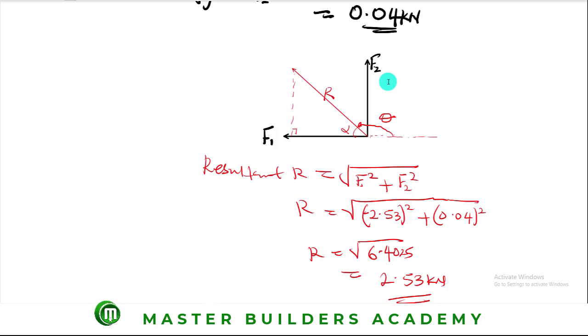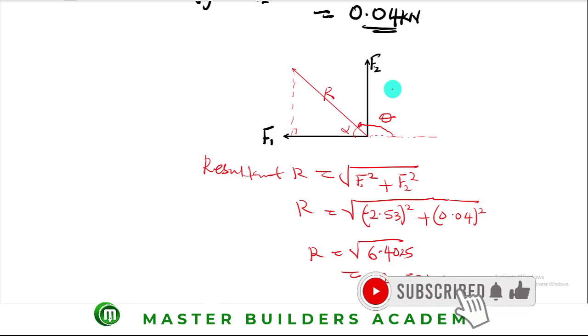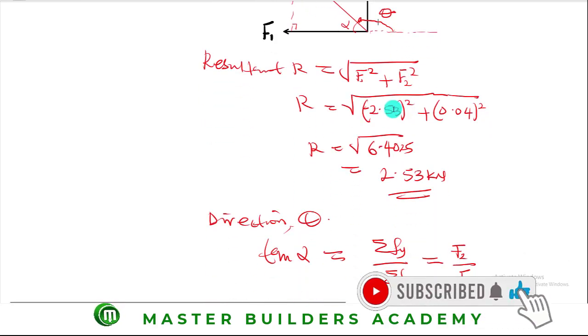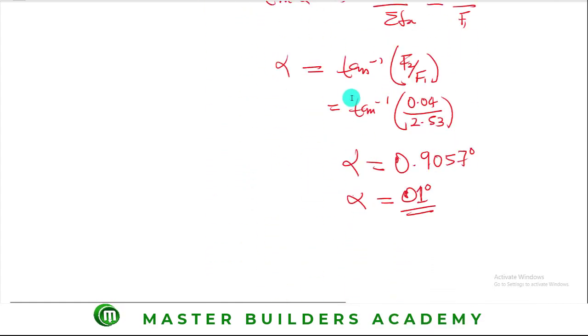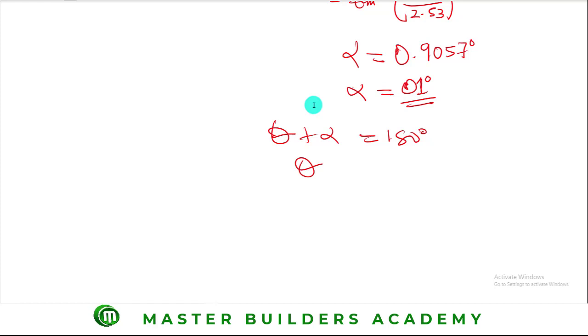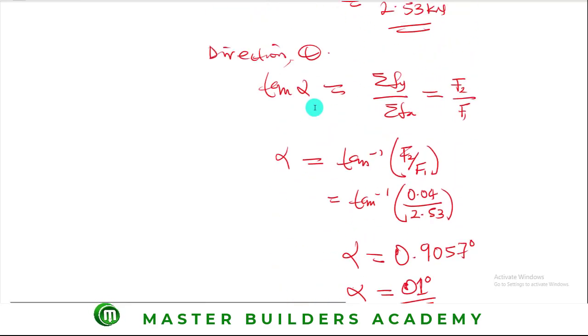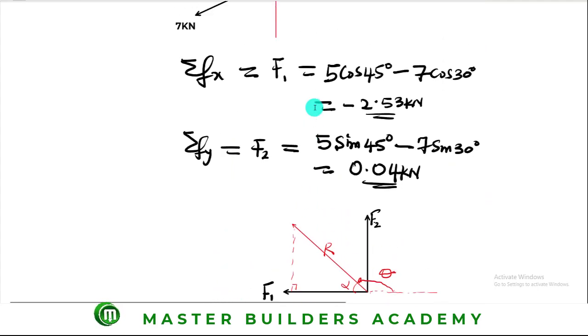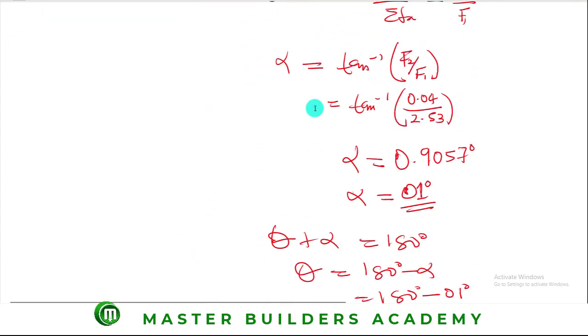Remember that theta is what we used as the angle or the direction of the resultant, right? So all we need to do now is to say that theta plus alpha is equal to 180. Why? Sum of angles on a straight line. So we have theta plus alpha is equal to 180 degrees. So theta is equal to 180 degrees minus alpha. Then we have 180 degrees minus 1 degree, and then we have 179 degrees. This is the direction of the resultant force. This is the value, and then in whole circle bearing.